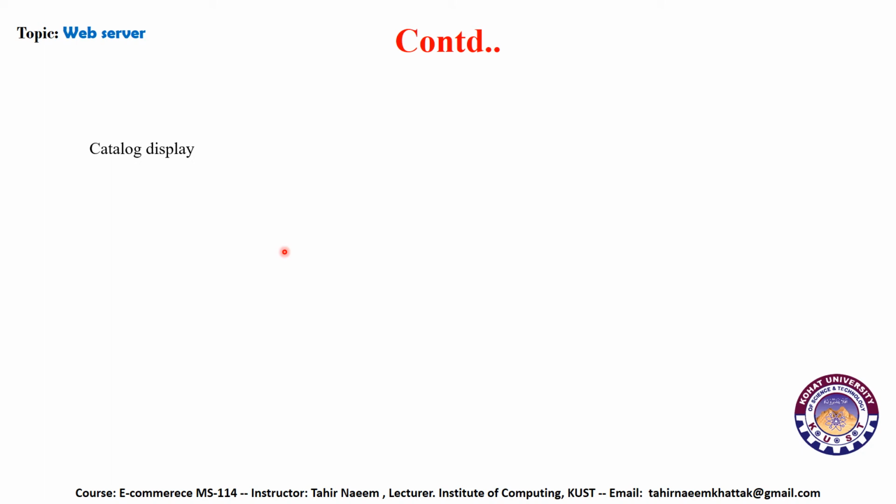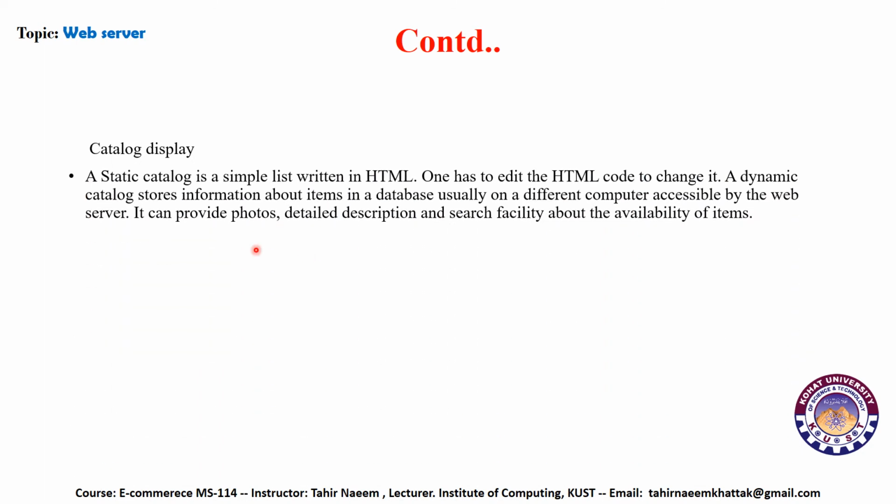So first we will discuss catalog display. A static catalog is a simple list written in HTML code. One has to edit the HTML code to change it. A dynamic catalog stores information about items in a database, usually on a different computer, accessible by the web server. It can provide photos, detailed descriptions, and a search facility about the availability of items.